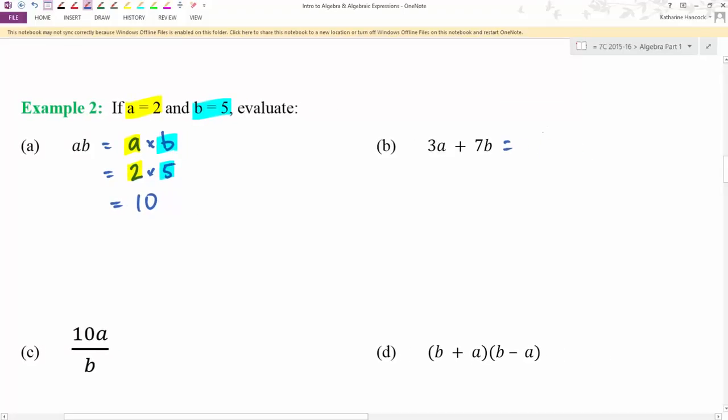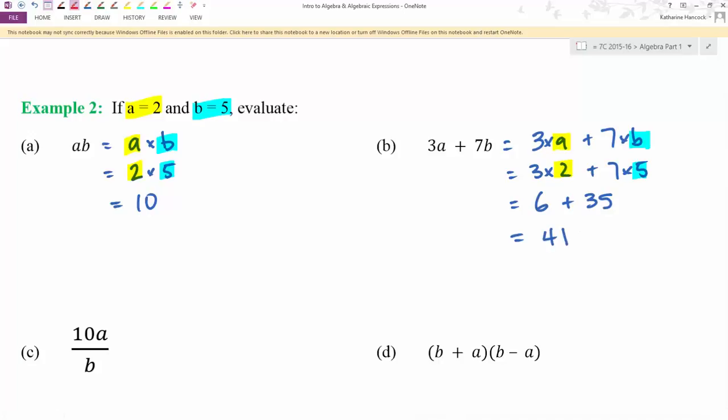So for 3A plus 7B, that's 3 times A plus 7 times B. We know that A is 2 and we know that B is 5. So 3 times 2 is 6, 7 times 5 is 35, and now I can straight up add. Oh, right. Sorry, I had to do my multiplying first because of BEDMAS. Don't forget, multiply first. Add them together, we get 41.